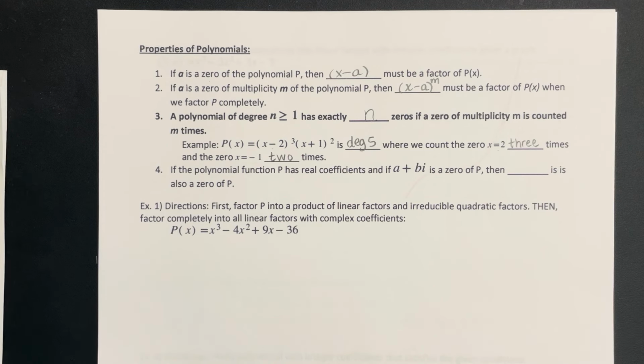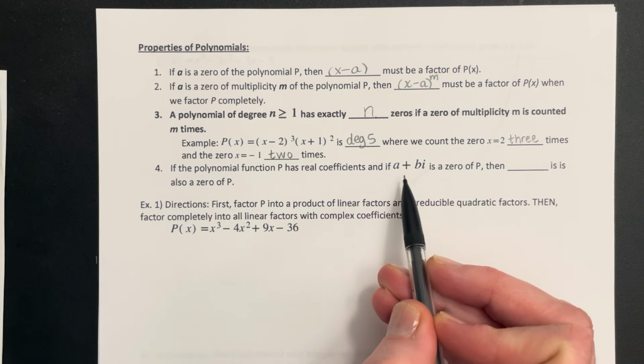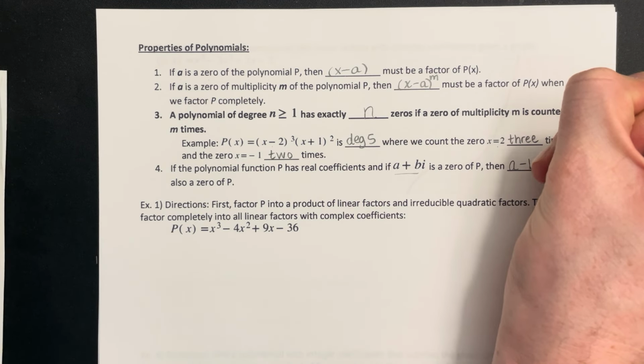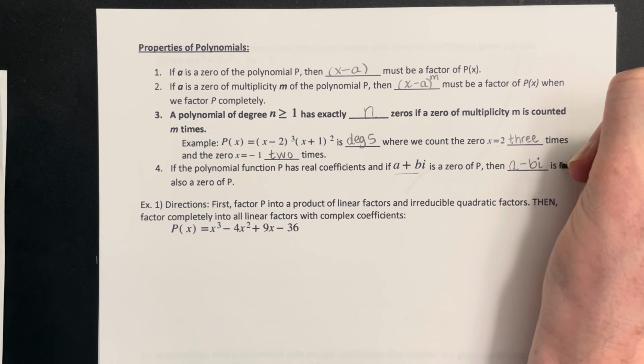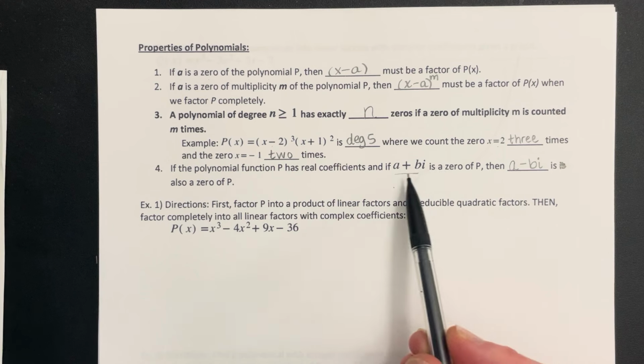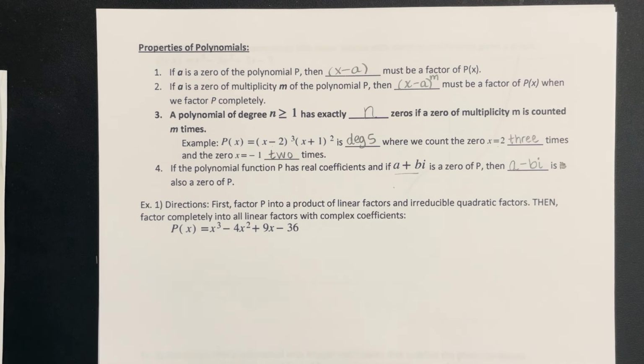The last property that we haven't really touched on is if the polynomial has real coefficients and if a plus bi is a zero, so this time we have a complex root, then a minus bi is also a zero. So those complex roots always come in a pair, and it's because we're doing this plus or minus the square root of a negative number thing. That imaginary part comes from doing the square root of a negative, and that would only happen with that plus or minus.